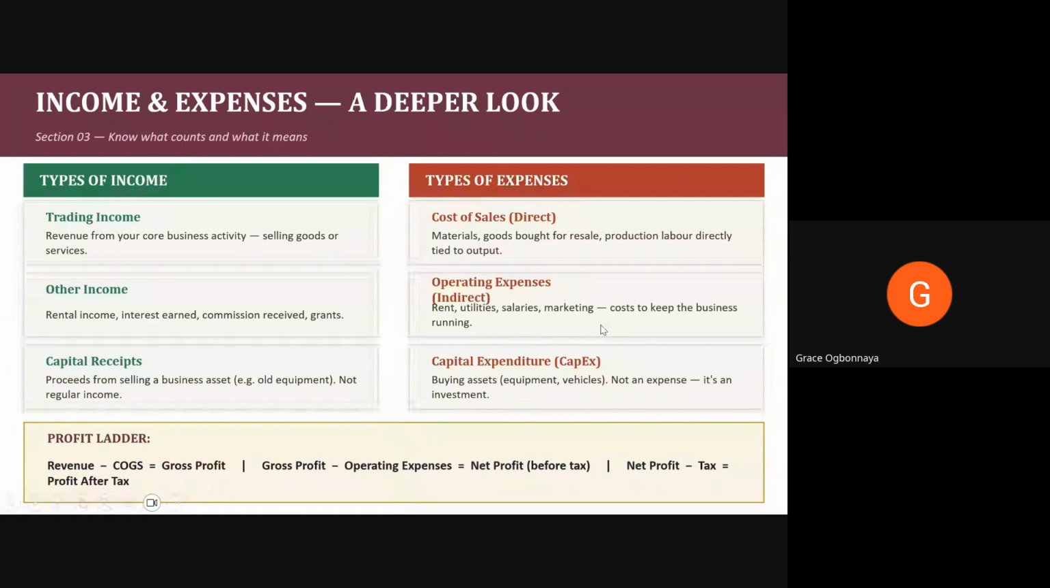I can't see my screen. I don't know if anything is going because I'm putting this on presentation mode. So I don't know what's going on. So if there's any question, you can just unmute and speak.